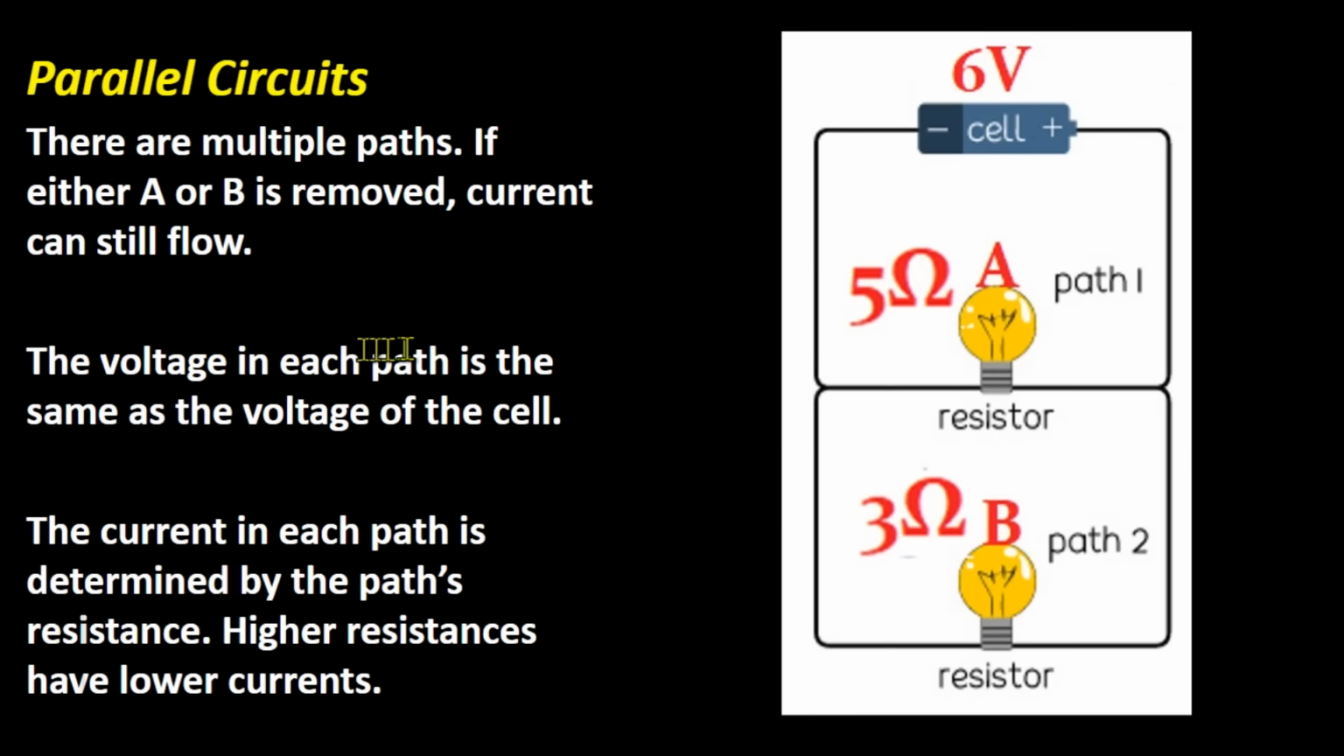The voltage in each path is the same as the voltage of the cell. So 6 volts is the battery. So this path 1 is going to have 6 volts and this path 2 is also going to have 6 volts. The current in each path is determined by the path's resistance. Higher resistances have lower current. So for example here, 5 ohms, which is the higher resistance, would have less current passing through it than path B.